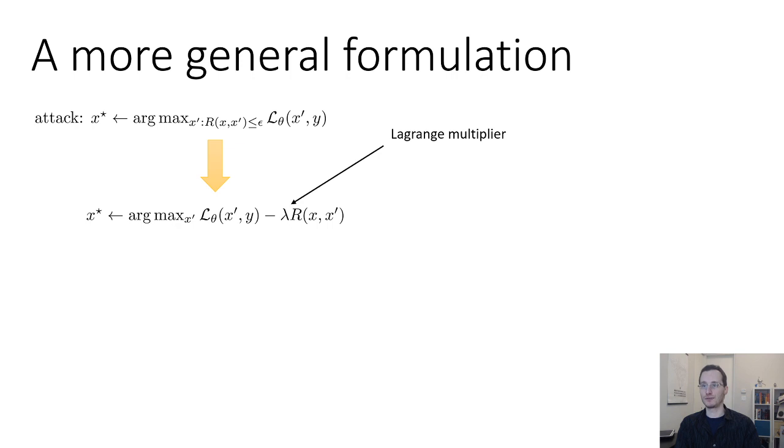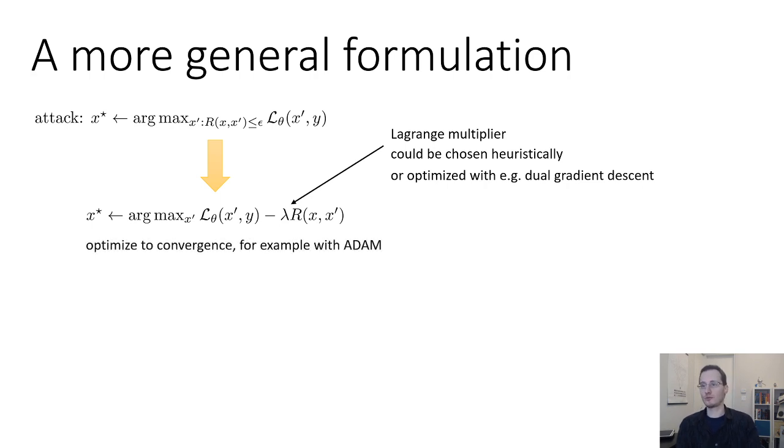And then we can use any differentiable r and just run regular gradient ascent on this objective to optimize for the best attack. We can choose the Lagrange multiplier heuristically, or we can use some principled approach like dual gradient descent to actually satisfy a constraint, although in practice choosing it heuristically can work pretty well. Then you optimize this to convergence, for example by using Adam, and that can be an even stronger attack.